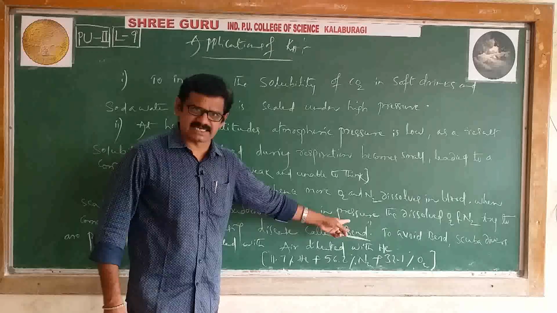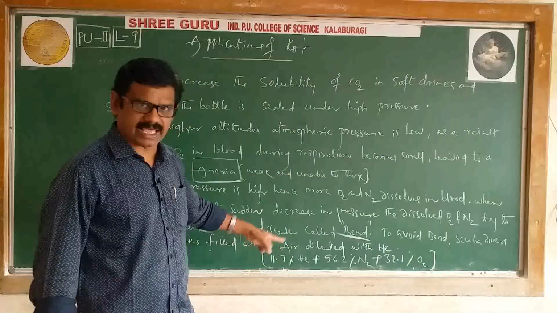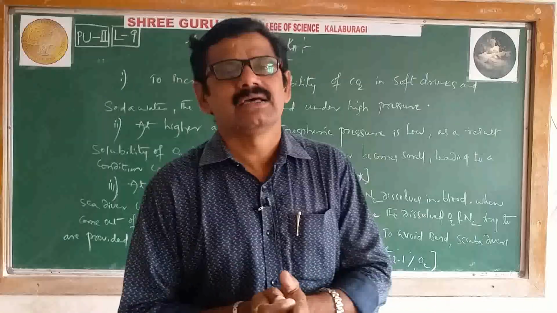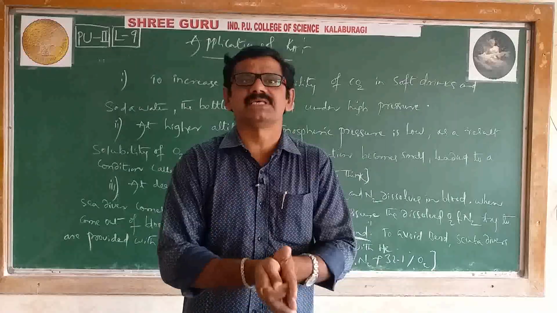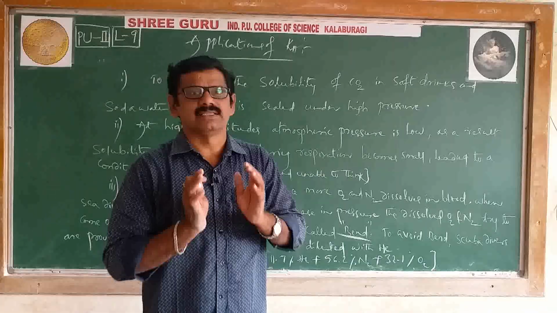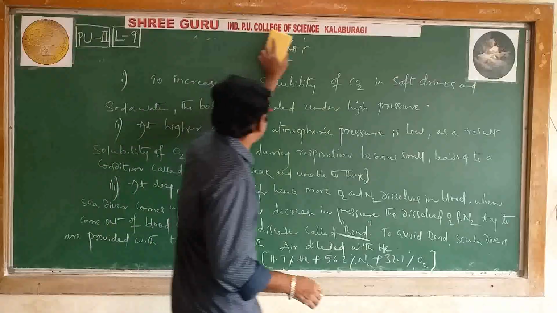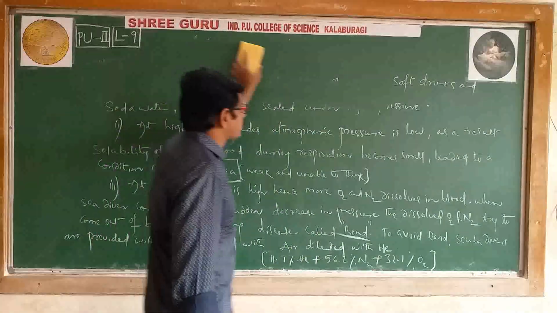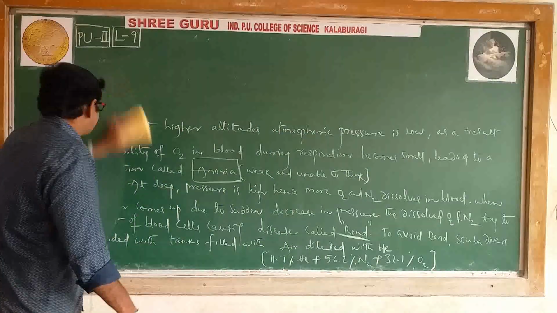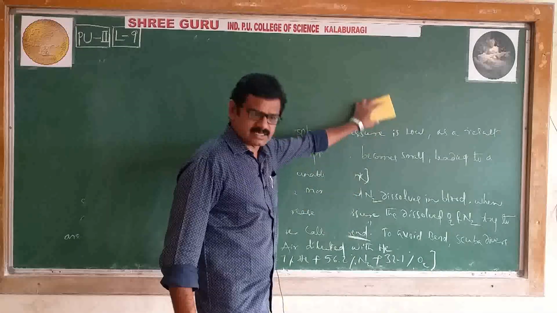To overcome this problem, air should be diluted with helium. If it is diluted with helium, then when a person enters the deep sea, more nitrogen and oxygen will not be dissolved. These are the applications of Henry's constant. Right. Now we'll discuss some problems based on Henry's constant. Henry's law problems. Let's discuss now.